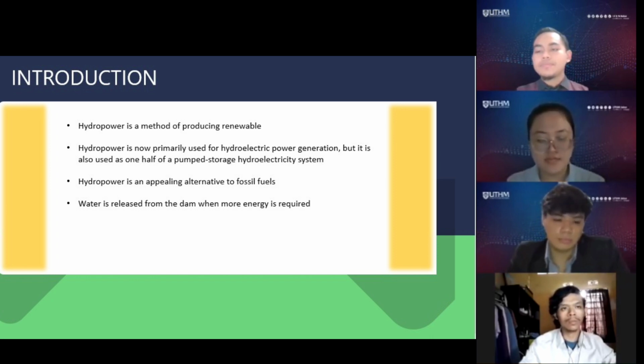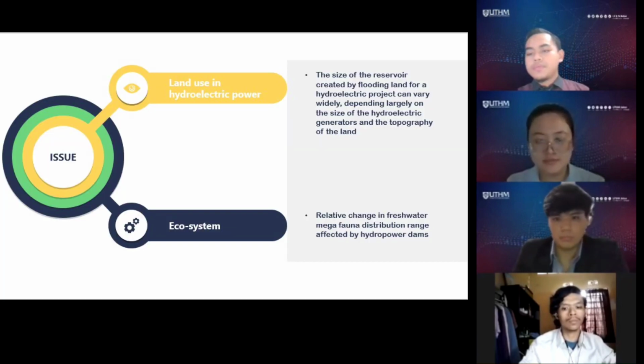Thank you for your explanation, Mr. Shahid. Hydropower has been the most widely used renewable energy source of electricity for many years. Many countries use hydropower technology to produce electricity. Can one of you state any issue regarding the use of hydropower?